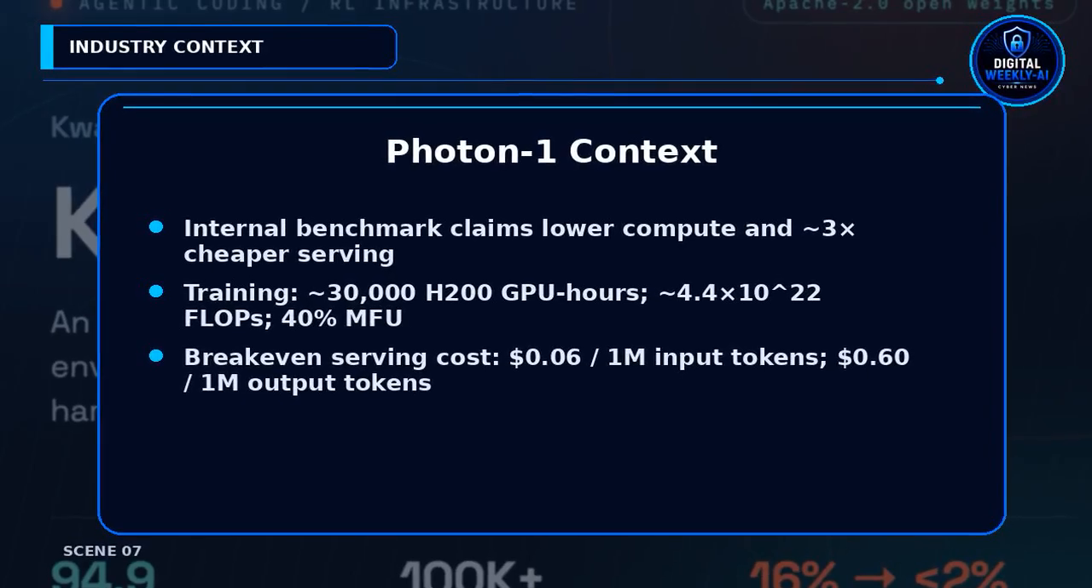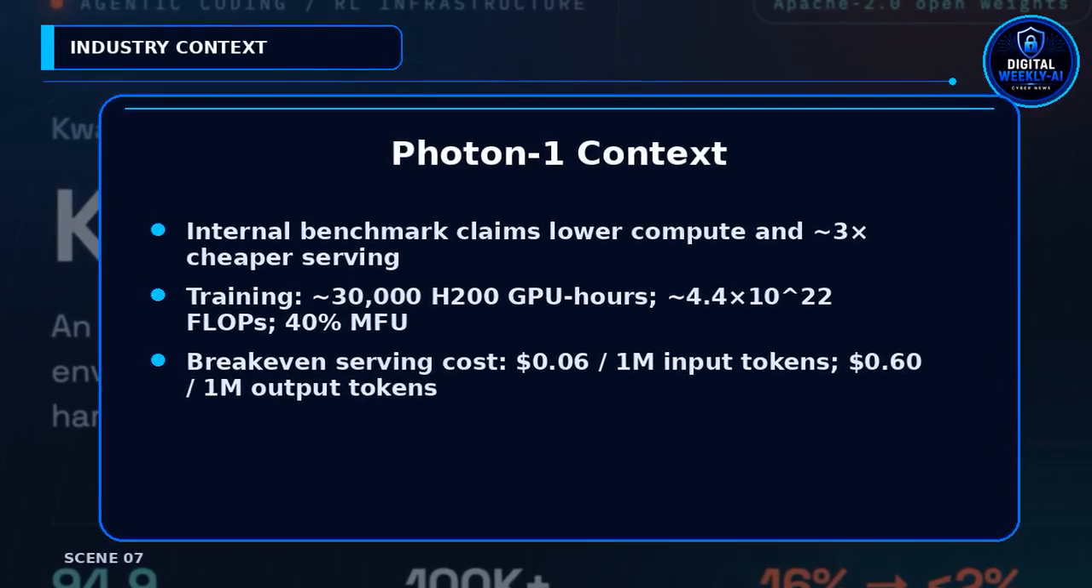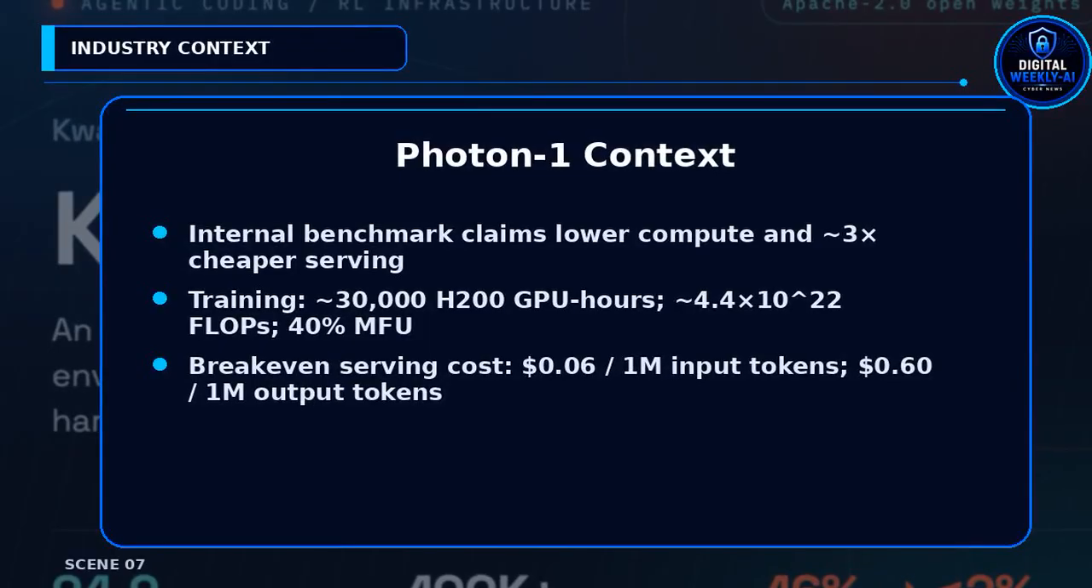Photon 1's central claim is that predicting future latent states from raw video teaches an implicit policy for desktop tasks without action labels. Induction Labs reports Photon 1 outperforms Gemini 3.1 Flash-Lite on an internal benchmark, while using far less pre-training compute and serving at about 3 times lower cost. Those comparisons are internal and not independently reproducible.